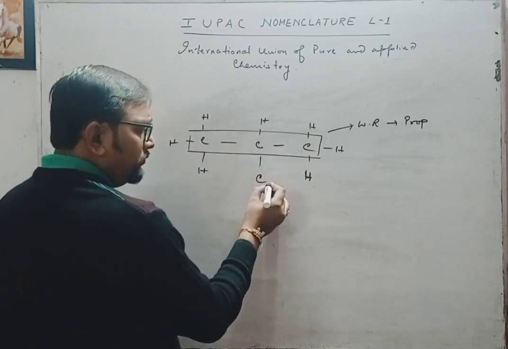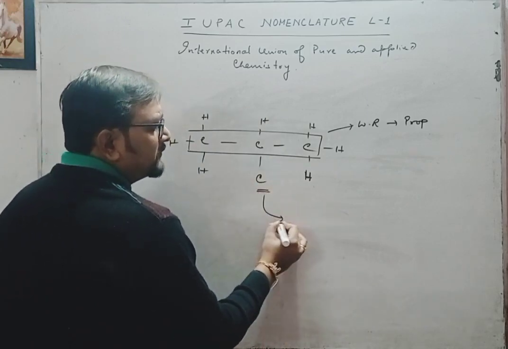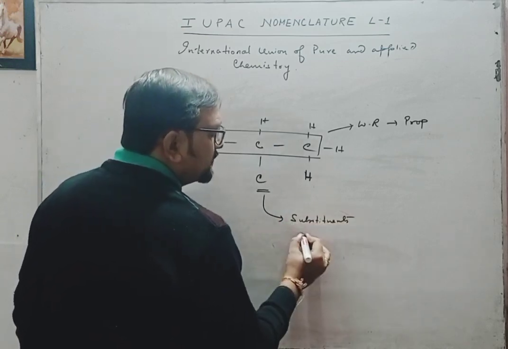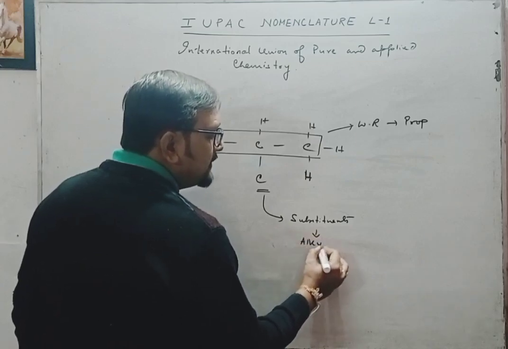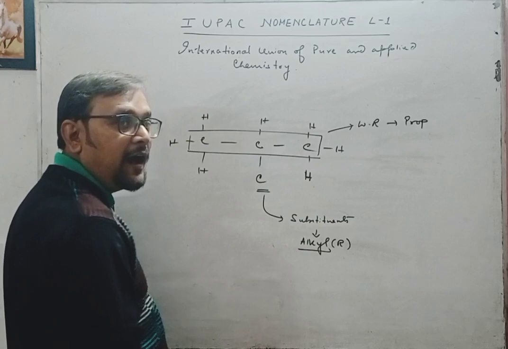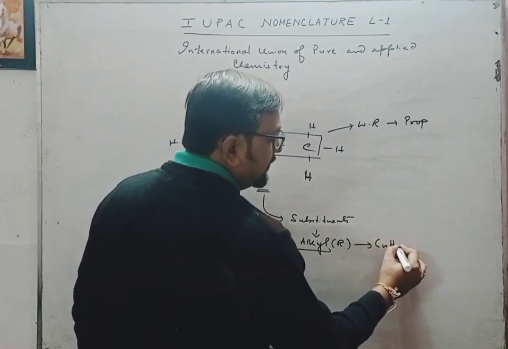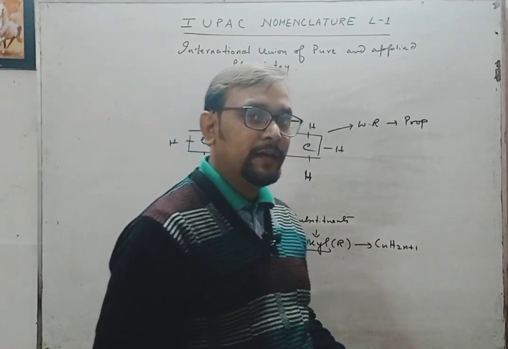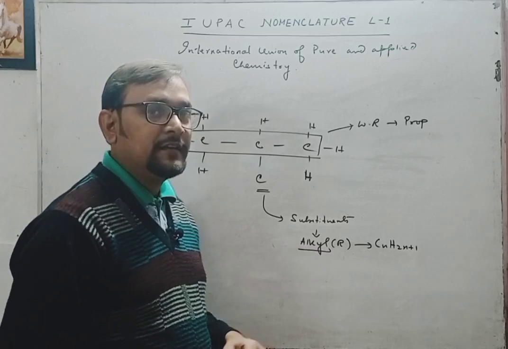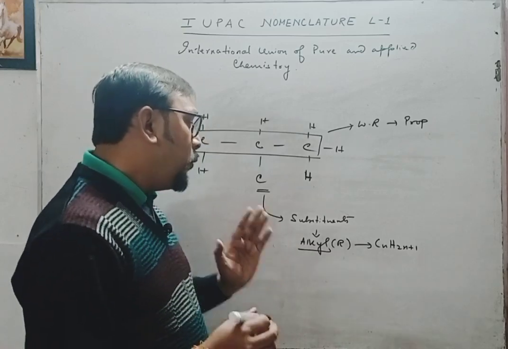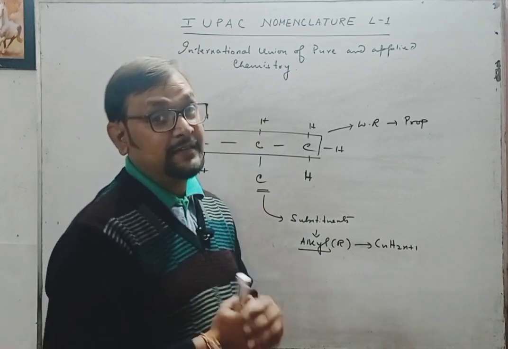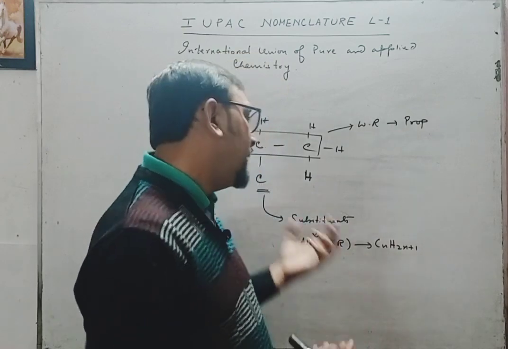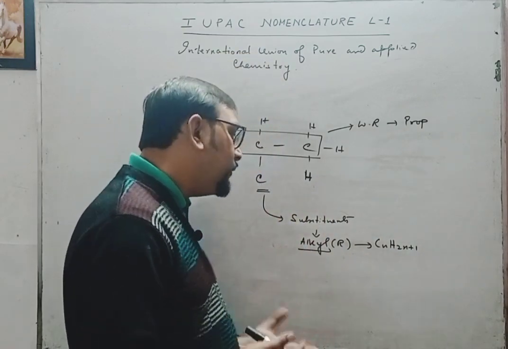Now, this is a substituent, right? So what is the nature of this substituent? They are alkyl groups. Alkyl groups are represented by R and they have a general formula CnH2n+1. So alkyl groups are represented by R. Now, what is the name of this substituent? That is another important question: how to write the name of the substituent. We have identified the substituent. Now how to write its name?